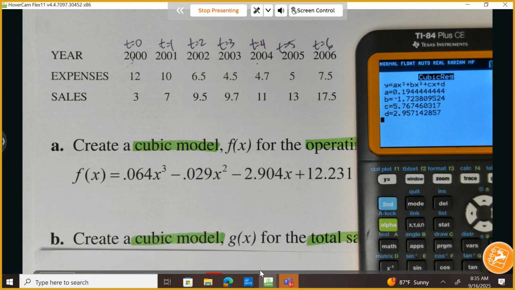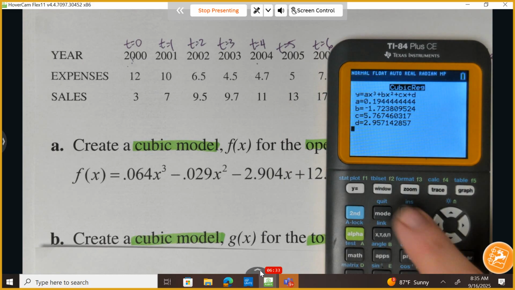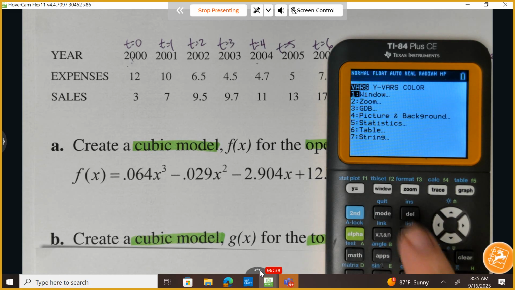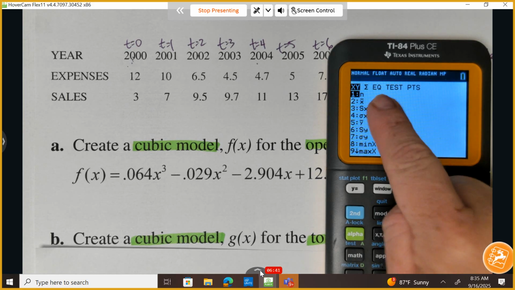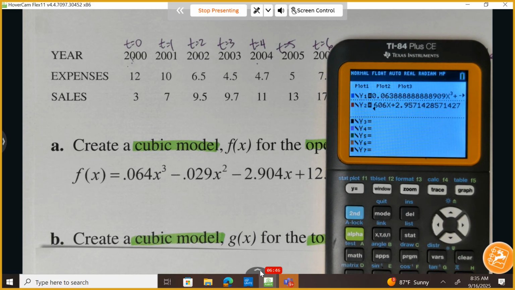All right, so if you are with me, we're now going to take this, and how do we copy and paste this into Y sub 2? Remember, Y sub 1 in this particular problem is expenses, and Y sub 2 is sales. So I'm going to go up to Y, and I'm going to go down to Y sub 2. I hit VARS. I go down to Statistics, across to EQ, and press Enter.